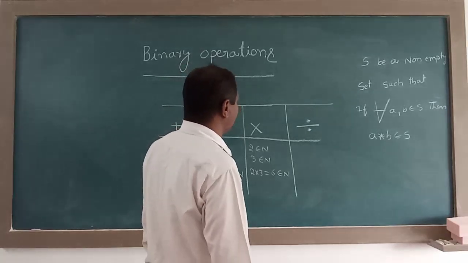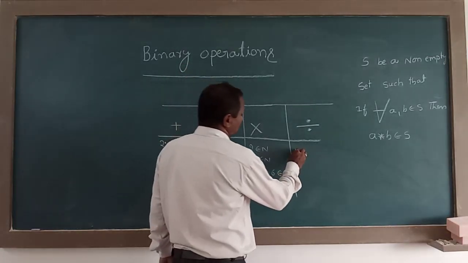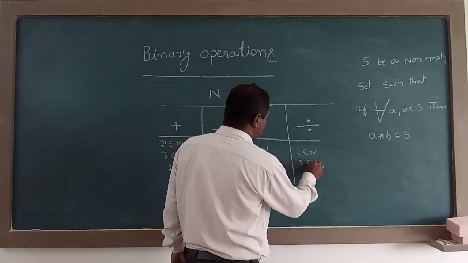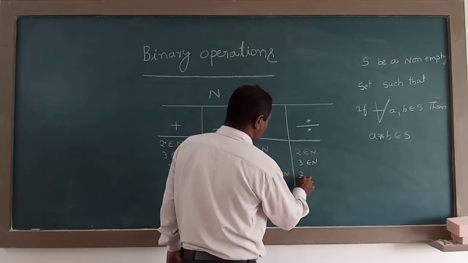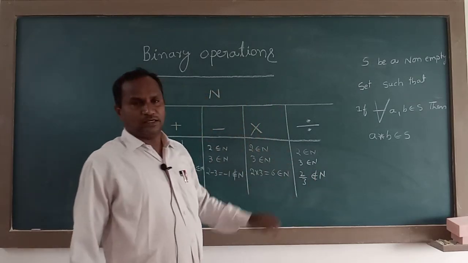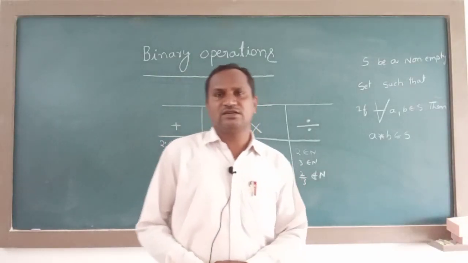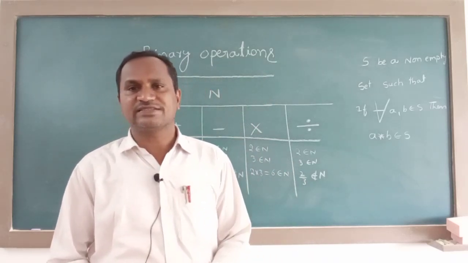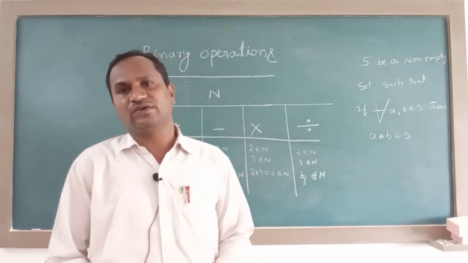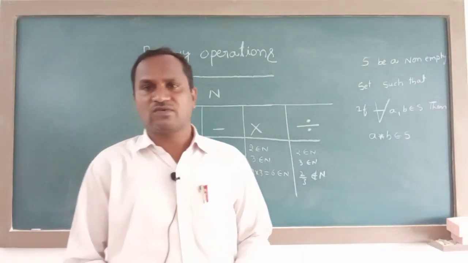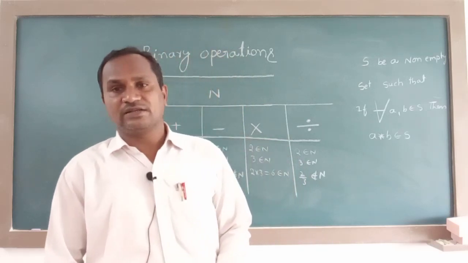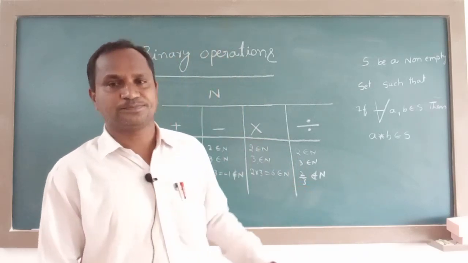Division is not a binary operation. How? 2 belongs to capital N and 3 belongs to capital N, but 2 by 3 does not belong to capital N. Here division does not satisfy it. Even it does not satisfy in the case of real numbers, rational numbers, or complex numbers also. For that I'll tell you the reason. First we have to finish this.